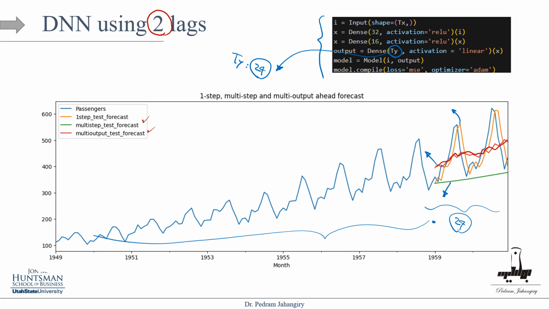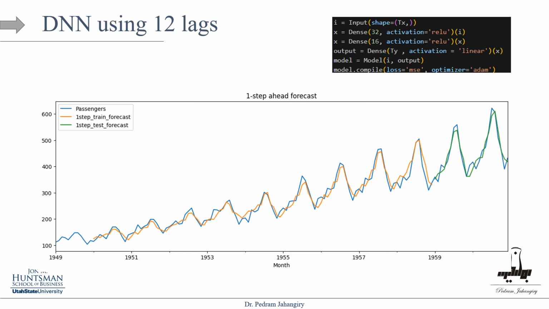Both look at the performance of the model in the train set and test set, and look at forecast one step ahead and multi-step ahead and multi-output ahead with 12 lags and see how they look like. Okay, so here we are using 12 lags. The difference is that in our input node, we have 12 of these lags starting from Y_t all the way to Y_{t-11}, right?